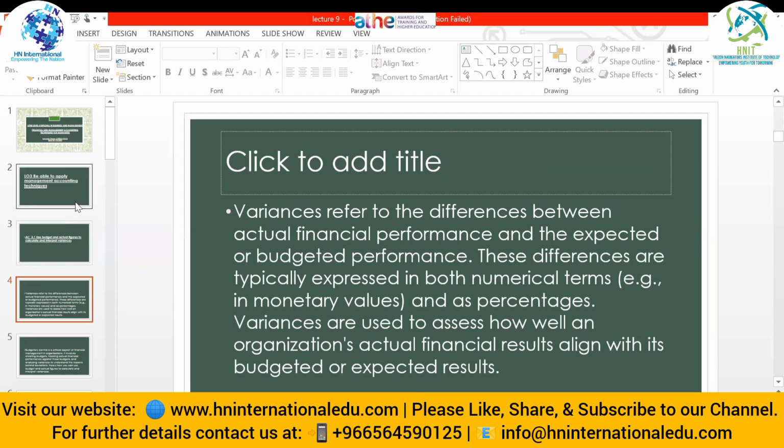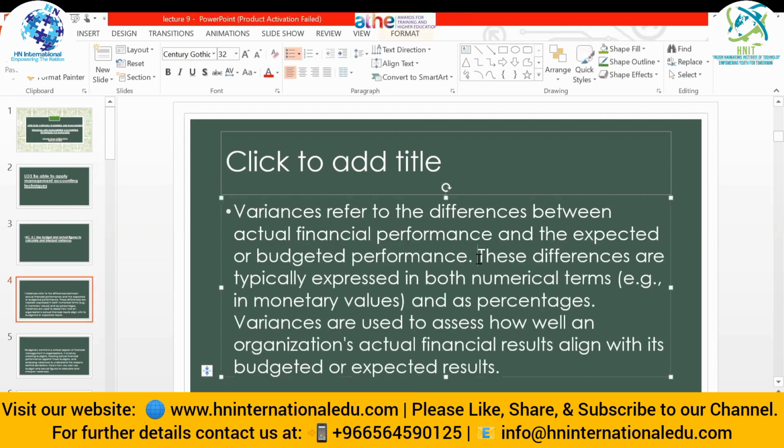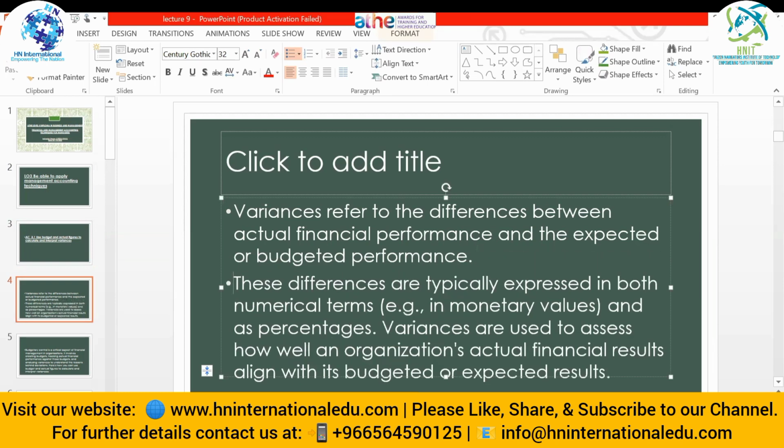So the first thing is variances. Now, this refers to the differences between the actual financial performance and the expected or the budgeted performance. By reading these lines, it is very clear what a variance actually is. In other words, it is a difference between what you expect and what you have already done, that is, past and future outcomes. These differences are typically expressed in numerical terms, in monetary values, and in percentages as well. It depends on us what kind of information we want to jot down, whether numerical calculations or percentages.